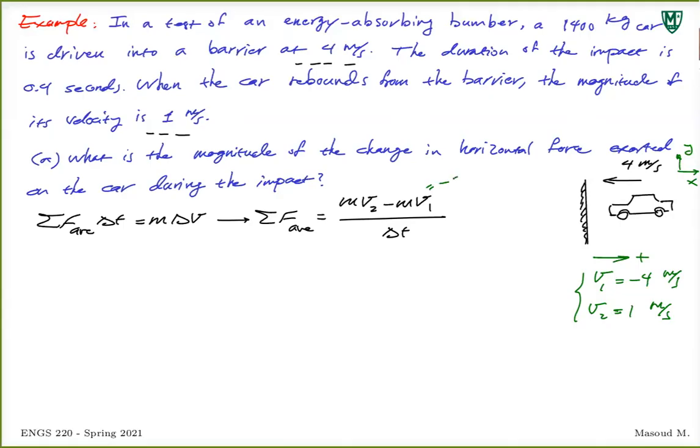So let's put this as minus 4, put this as 1, time is 0.4 seconds. You actually can get your average force. That will give you 1700 newtons. 1700 newtons to the right, right? It turned out to be positive, and that's the direction you took as positive. If you took the positive in the opposite direction, I would have found this as negative, which meant still that the force is applied to the right.